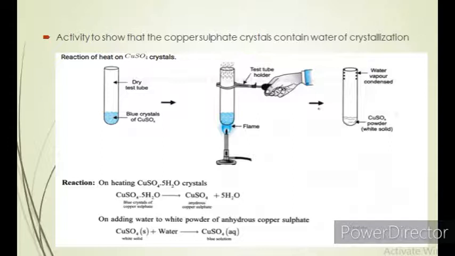Now, why have these copper sulfate crystals changed into white color? This is because the blue color of the copper sulfate crystals was due to the water of crystallization present in it, and upon heating, this water of crystallization evaporates and the copper sulfate crystals change into white powder. It is shown by the reaction given here, that is blue crystals of copper sulfate, CuSO4.5H2O, upon heating will give anhydrous copper sulfate plus 5 molecules of water.